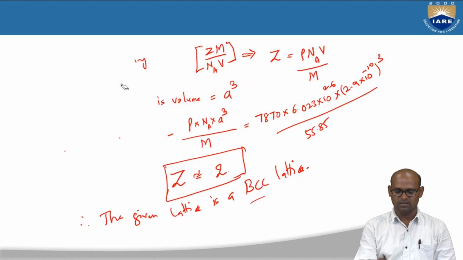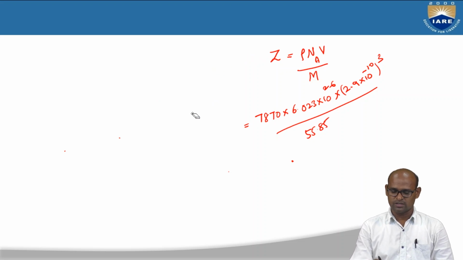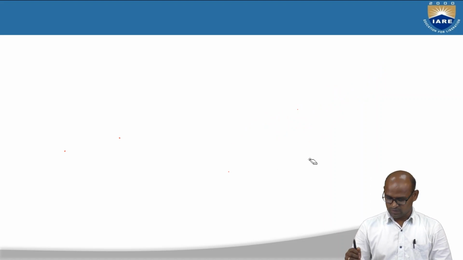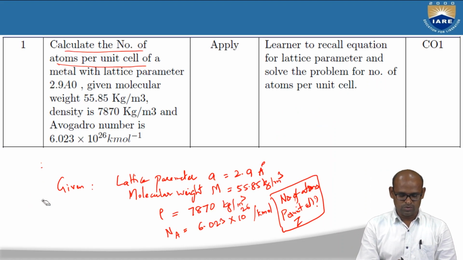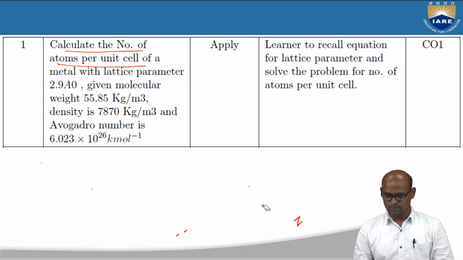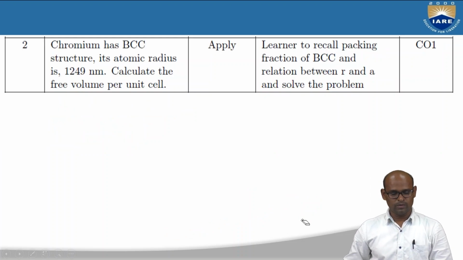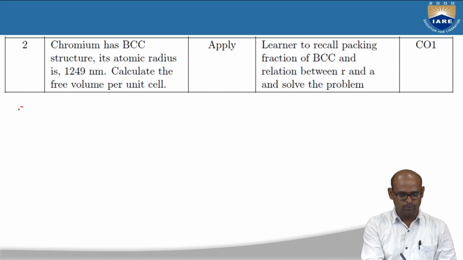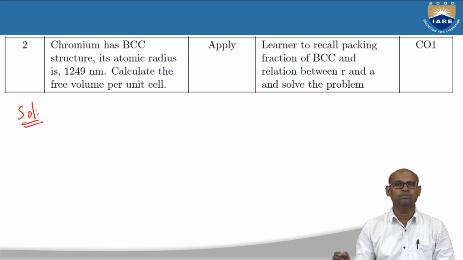So, let us go to the next numerical problem on this module 1, crystal structures. In this problem, basically we have calculated the number of atoms per unit cell using the formula of density. Now the next problem, problem 2: chromium has BCC structure, its atomic radius is 1249 nanometers, calculate the free volume per unit cell. So we need to calculate the free volume per unit cell.